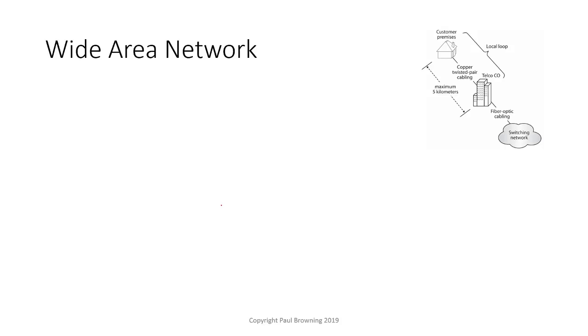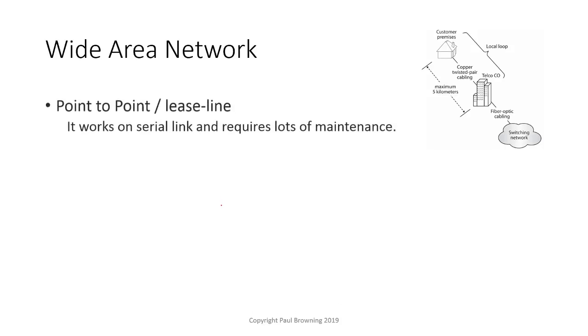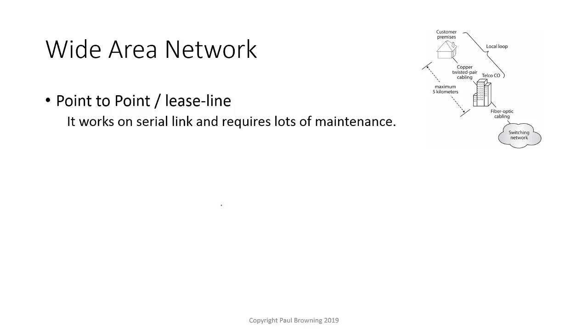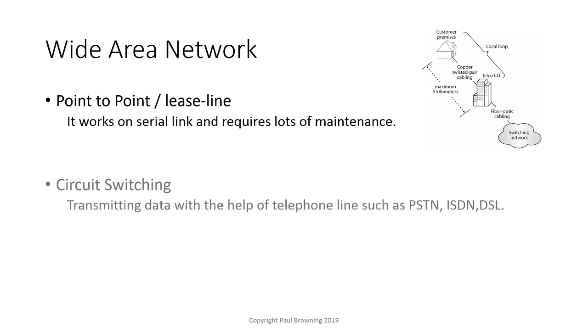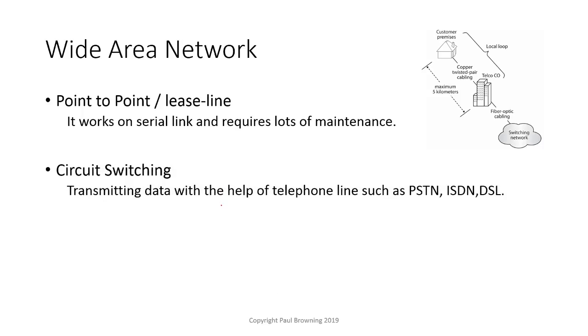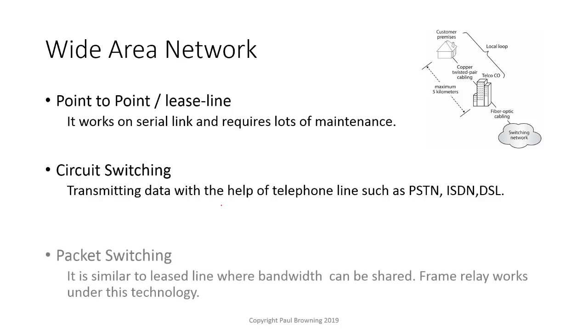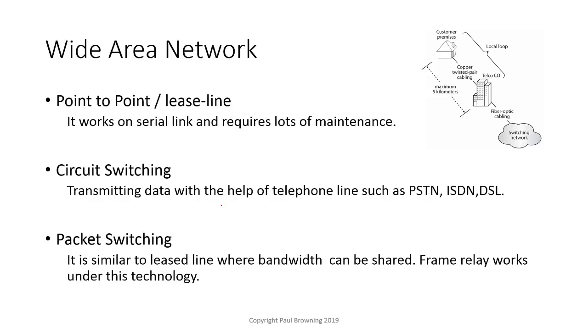WANs is in the syllabus. It's kind of there in a general sense really. So I'll just cover a few basics. You've got point-to-point or leased lines. These work on serial links. Circuit switching transmits data with the help of a telephone line, such as your public switched telephone network, ISDN, DSL, etc. Packet switching is similar to a leased line, but it's shared with other people.